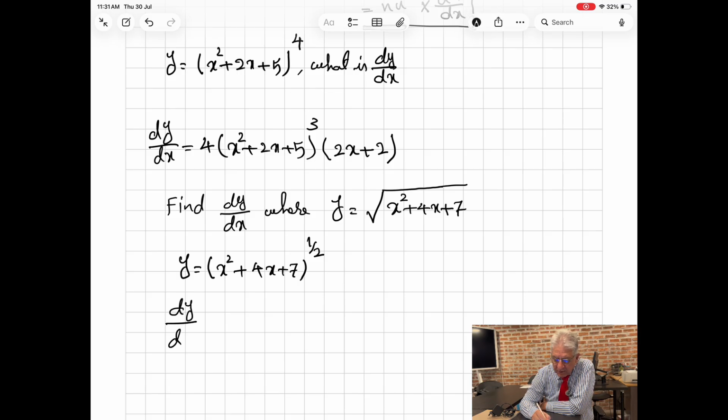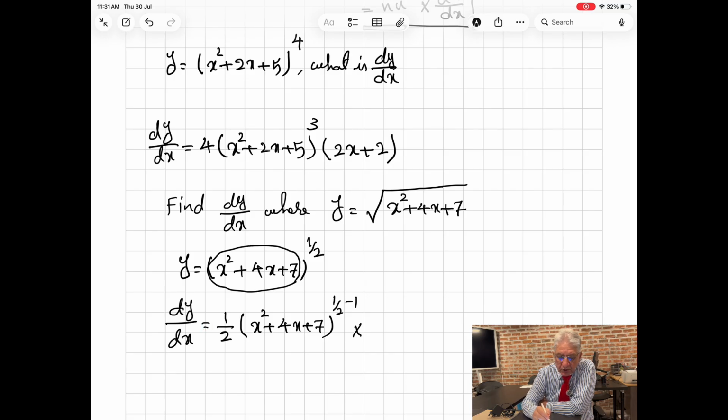Dy by dx. This is your u to the power of half. So what I'm going to do is, half comes down, reduce 1 from the power, which is (x squared plus 4x plus 7) to the power of 1 over 2 minus 1, times the derivative of u. Differentiate the u, that is 2x plus 4.